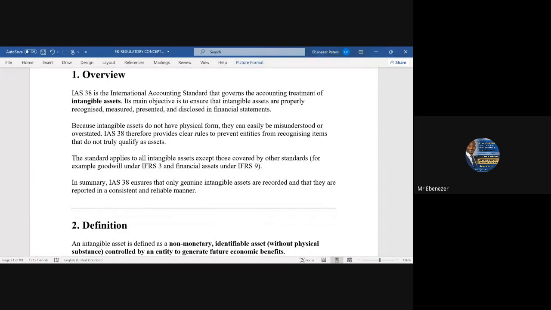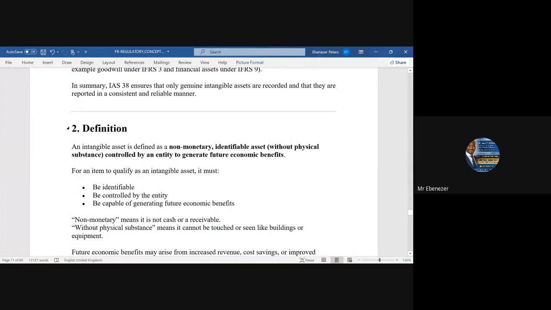Now, let's proceed by looking at the definition. What exactly is an intangible asset? We have been hearing intangible asset, intangible. What is an intangible asset? According to IAS 38, intangible assets are assets of non-monetary value that are also identifiable, controlled by an entity to generate future economic benefit.